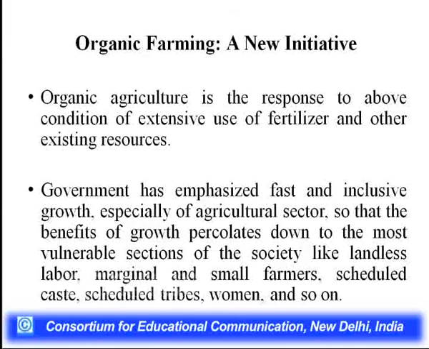Government has emphasized fast and inclusive growth, especially in the agriculture sector. This is possible in the mountainous area, so that the benefit of the growth percolates down to the most vulnerable sections of society, particularly the landless people, marginal and small farmers, scheduled castes, scheduled tribes, women, and so on.